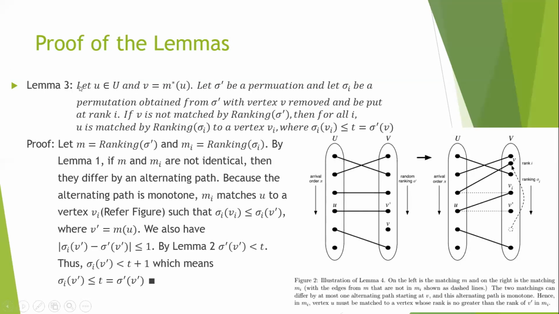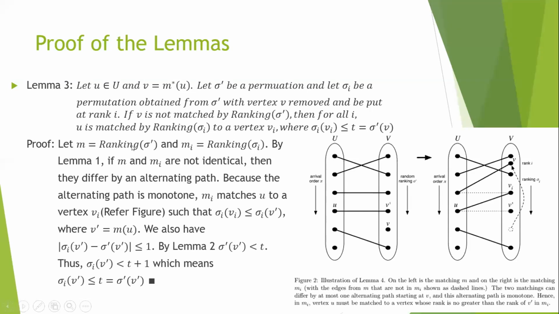Lemma 3. Let U be a vertex in U and let V be connected to U in the perfect matching. Let sigma prime be a permutation, and we define sigma I to be the permutation obtained from sigma prime by removing the vertex V and then putting it at rank I. So if V is not matched by ranking sigma prime, then for all I, U is matched by ranking sigma I to a vertex Vi, where the rank of Vi in sigma I is smaller than or equal to the rank of V in sigma prime.